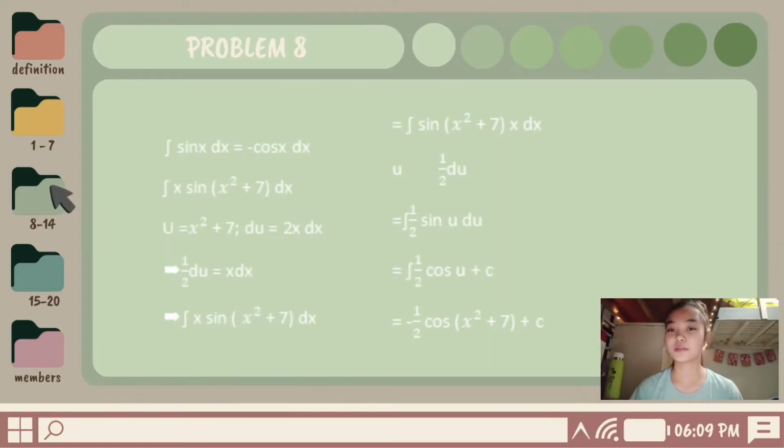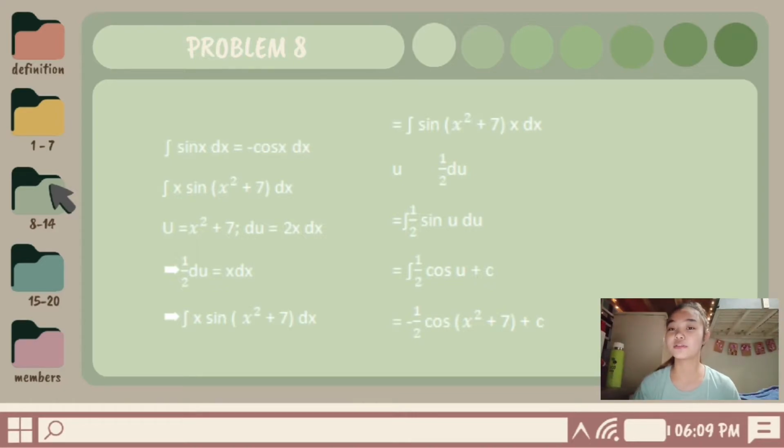The 8th integral given in the table is the integral of sine x dx equals negative cosine x plus c. An example for this is the integral of x sine of x squared plus 7 dx. First thing to do is to apply the U-Substitution method. What we need to do is to get the derivative of x squared plus 7, which will be 2x. And then divide by 2 on both sides to leave x together with dx.